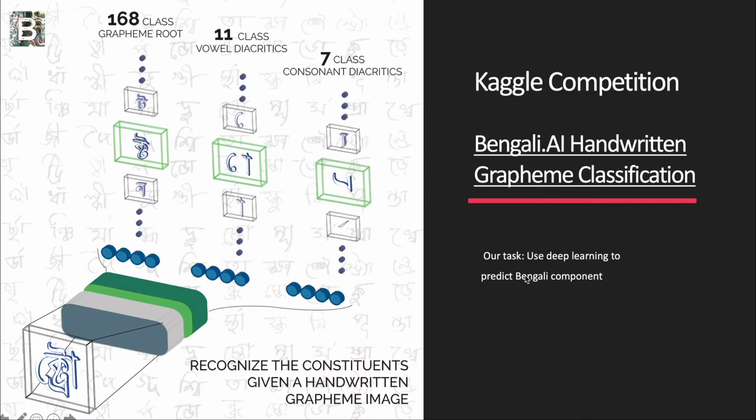So this is the Kaggle competition, Bengali AI handwritten grapheme classification. From the left graph, you can see a typical Bengali character, which is composed of three components: the grapheme root, vowel diacritics, and consonant diacritics. Altogether, there are 168 classes of grapheme root, 11 classes of vowel diacritics, and 7 classes of consonant diacritics. So our task is to predict from the image of the character which class of grapheme root, which class of vowel diacritics, and which class of consonant diacritics it belongs to.